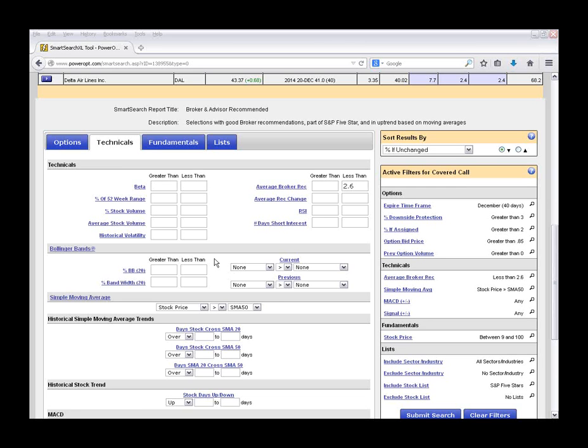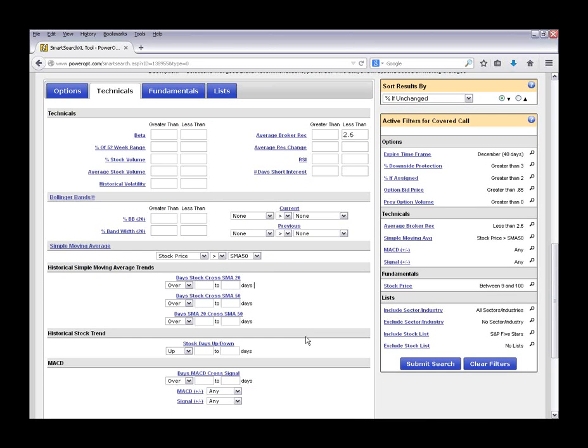Other things you'll find under the technicals here, we have average stock volume. And for those of you that tend to use a little bit more technical indicators, we also offer a Bollinger Band screen. For those of you who are using Bollinger Bands, we might touch upon that later on in the presentation. Basic things such as a simple moving average.